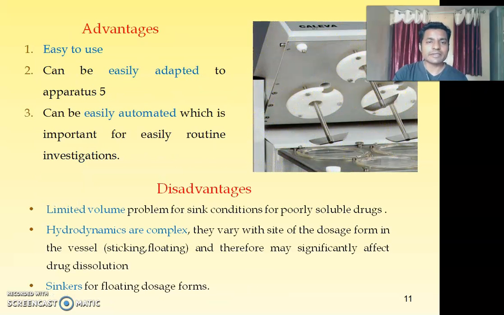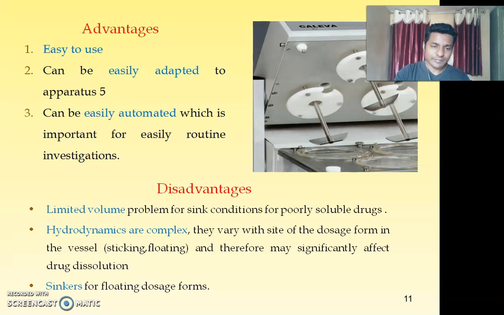Now what are the advantages and disadvantages of this paddle type apparatus? It is easy to use. Second, it is easily adaptable to apparatus type 5, so the second type of apparatus can be easily modified into the type 5 apparatus, which is used for transdermal patches. Third, it is easily automated, which makes investigation and analysis easy. Then the disadvantage is limited volume, which creates problems in dissolution.